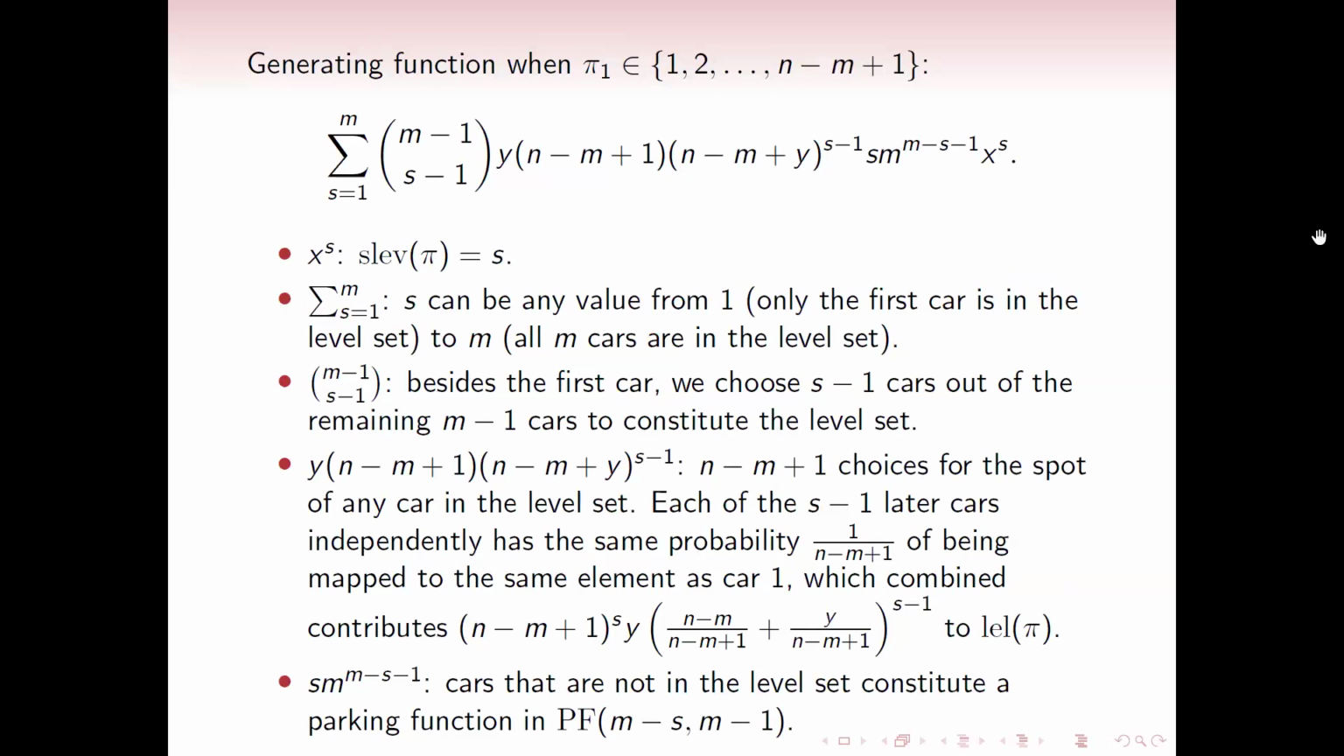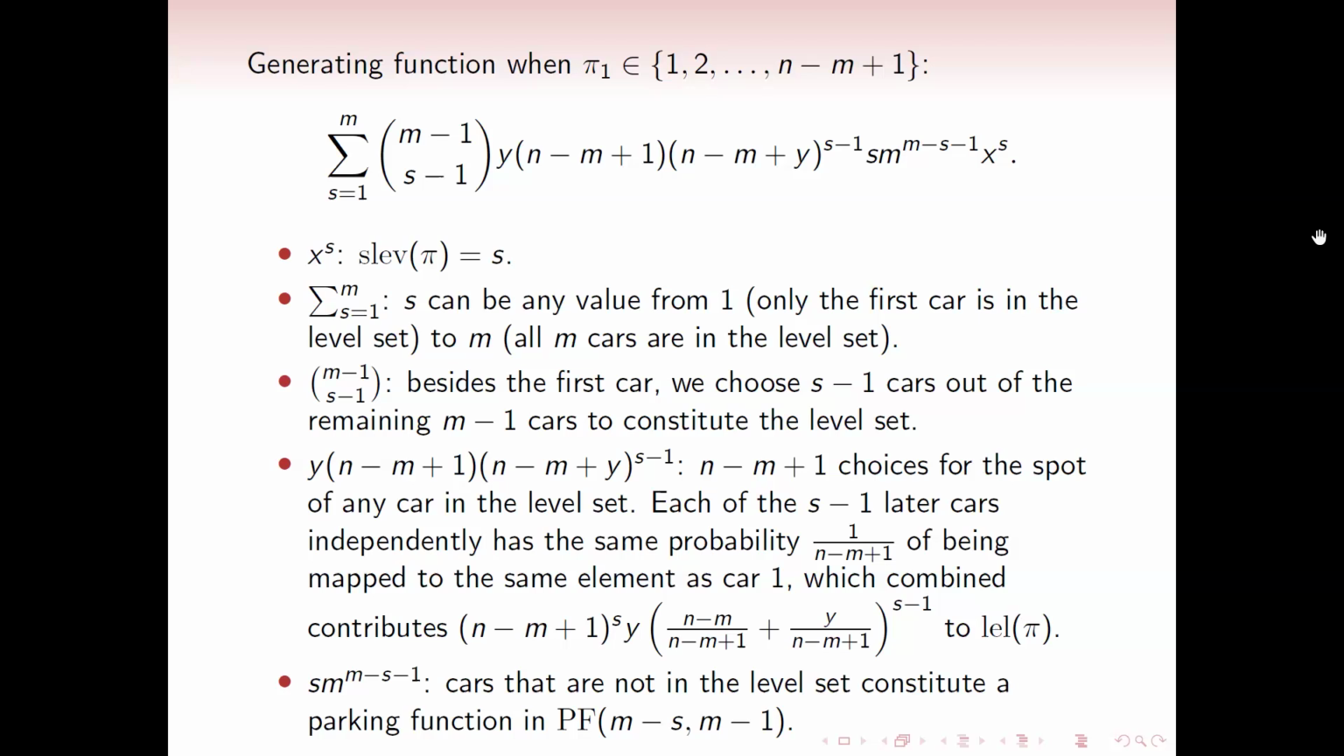Okay, so now let's first look at the case when pi 1 is not in this set, and then I provided the reasoning for every one of the factors appearing here. I don't know how illustrative they are, but x to the s indicates the fact that the S level set statistic is given by S. And then my sum goes from 1 to m because I assume that my first car prefers a spot here. So I know that at least it should be 1. And it could be m if all cars prefer a spot in the set.